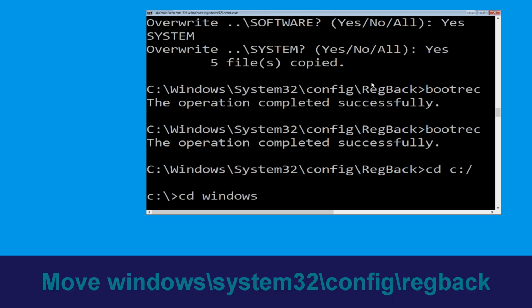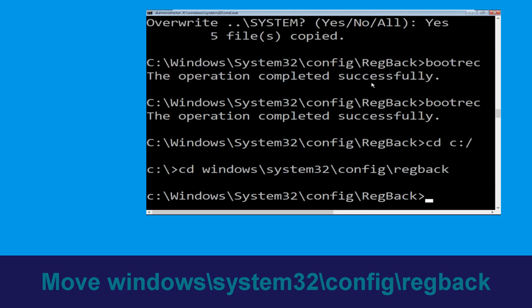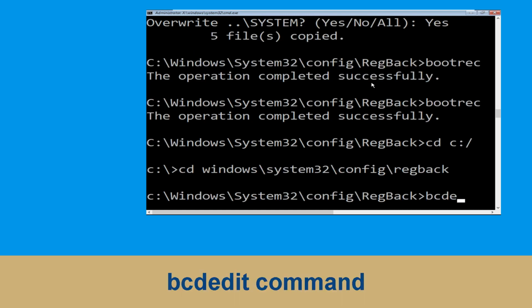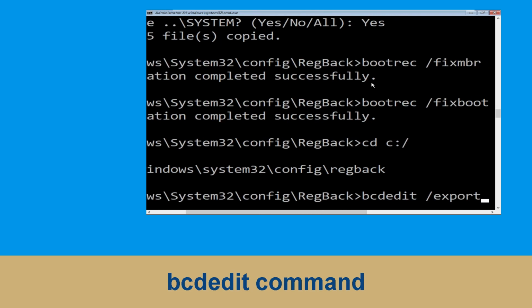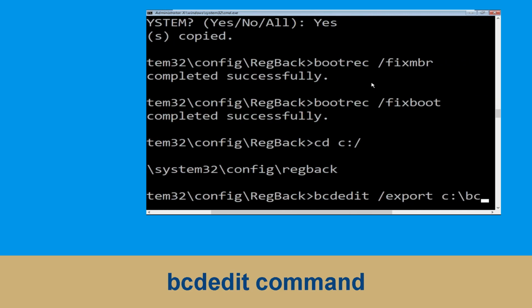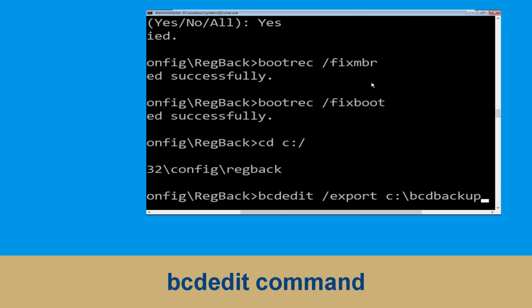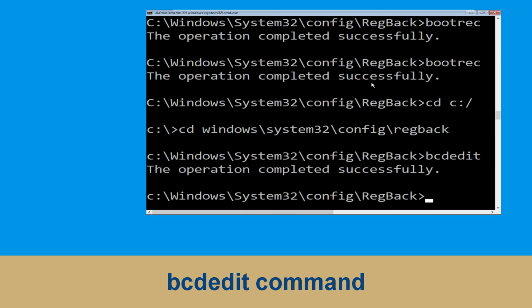Let's execute this command. Type cd windows/system32/config/regback. Then simply we need to hit enter to execute this command. Type bcdedit /export c:/bcdbackup and simply hit enter to execute this command.